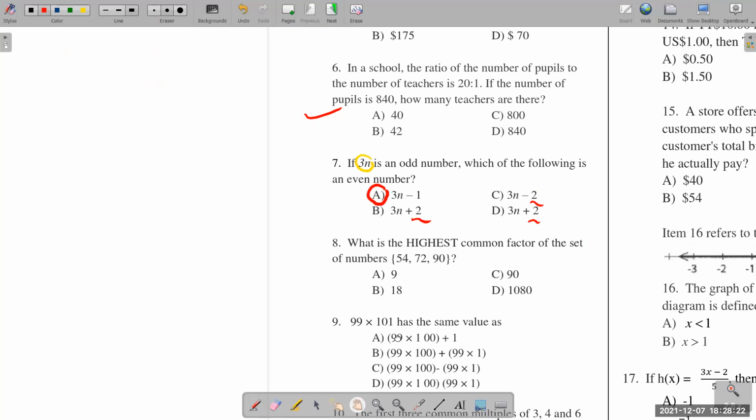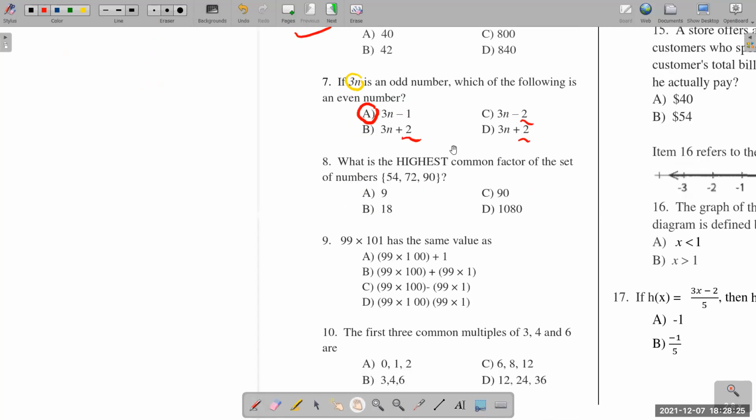All right, number 8 is pretty easy. We should know what the highest common factor is. What does highest common factor mean? What does HCF mean? It can't be 9 because 9 is the smallest number. 9 could go into all of it. But which two options could never be the answer? If we're looking for a factor, which two options can you always eliminate? Which two could never be the answer?